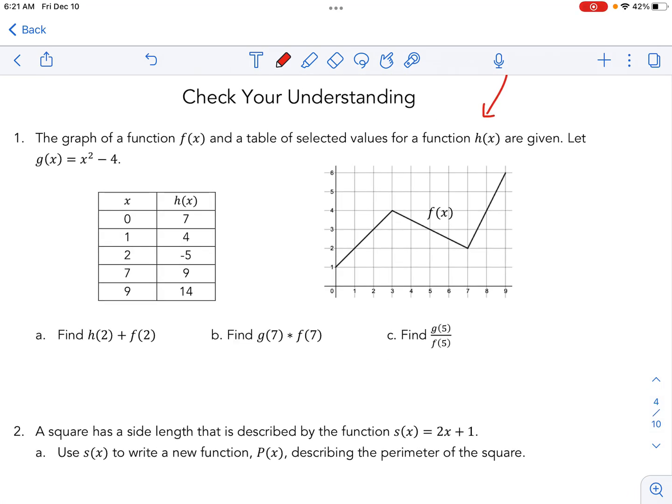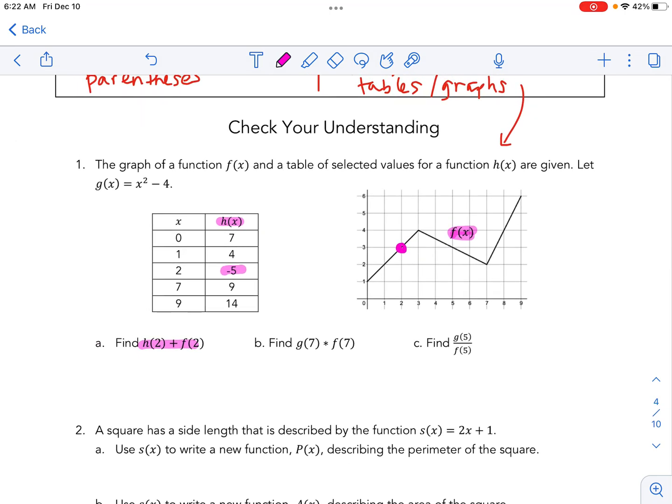So when we're checking your understanding here, we're looking at really general terms, like here's a real general expression, h of 2 plus f of 2, right? Well, we have to figure out where function h is. So here's function h, so here's function h of 2. And function f is given to us as a graph. So if this is function f here, then f of 2 is right here. And we can add those two values together. So that's what I meant by real general terms.